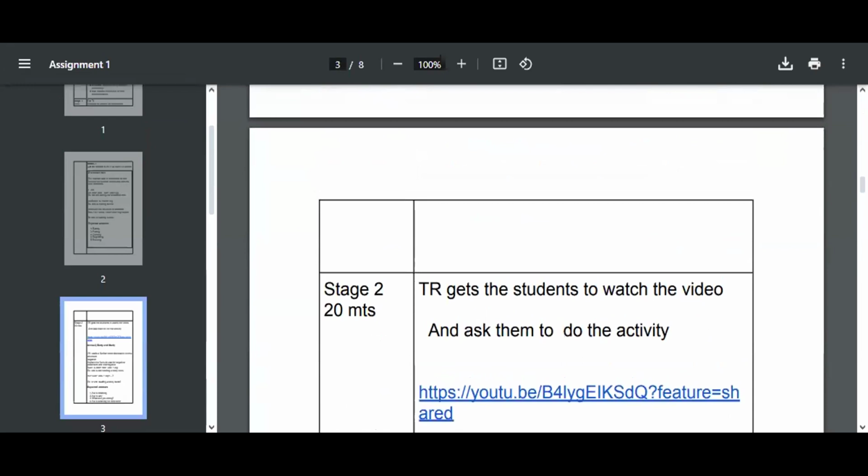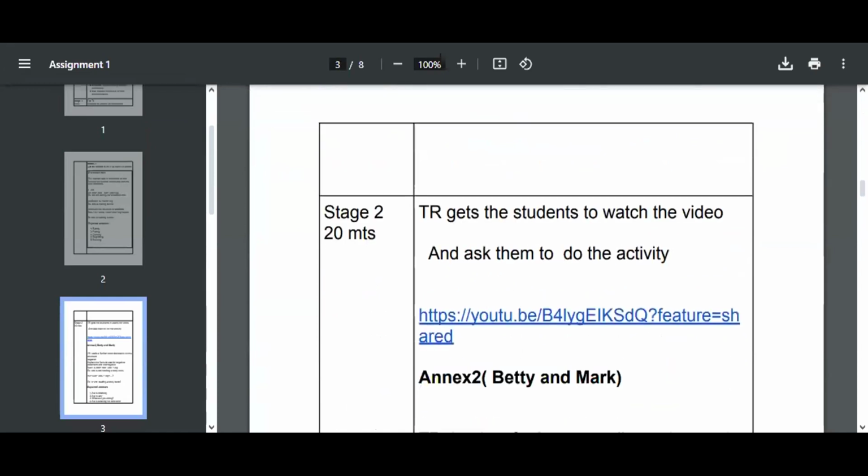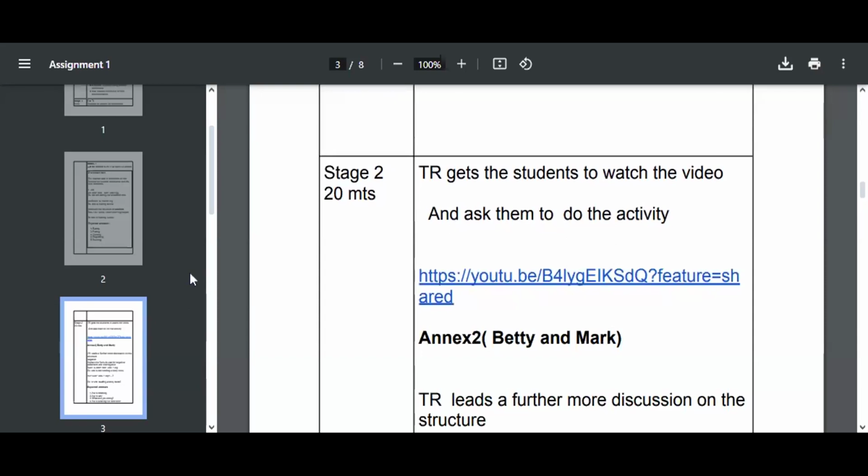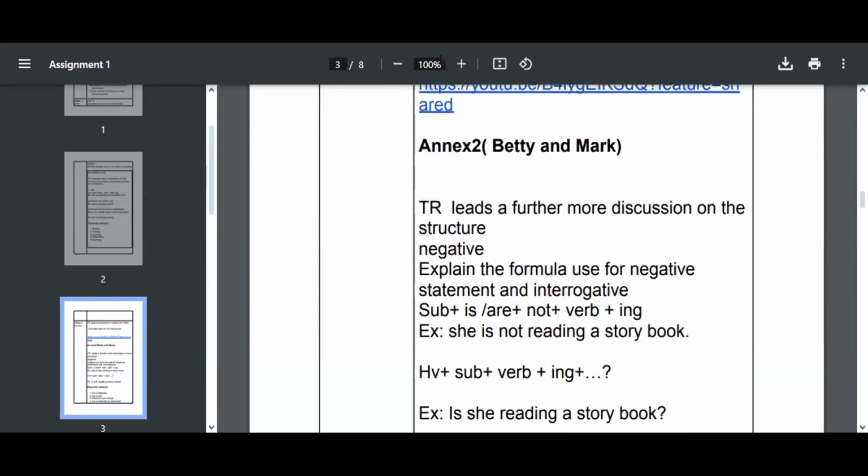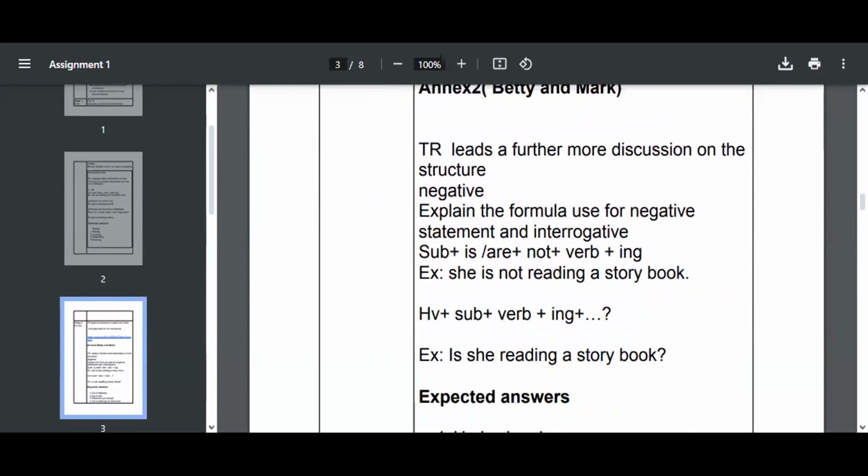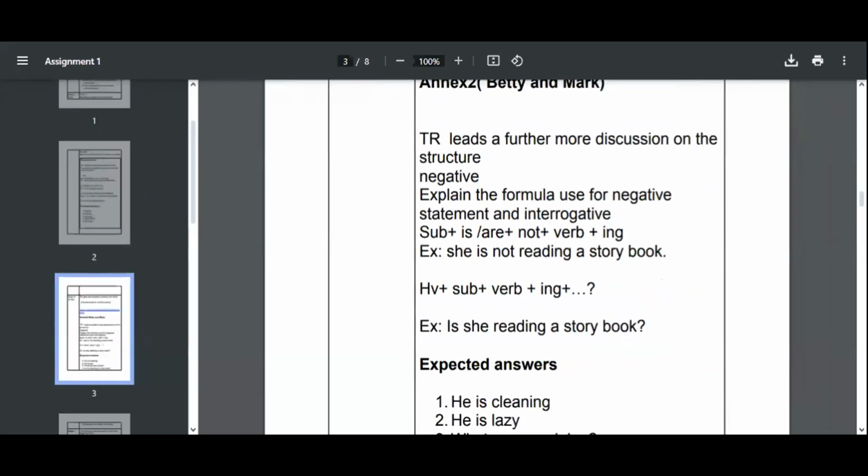Yeah, okay. So this is stage 2. I have read this one. The teacher gets the students to watch the video and asks them to do the activity. As I told, the activity is mentioned in Annex 2. It's a conversation between Betty and Mark regarding present continuous. So the teacher leads further discussion on the structure of the formulas for the positive, negative and interrogative forms. I have given the formulas. The accepted answers, that one also I have read earlier.